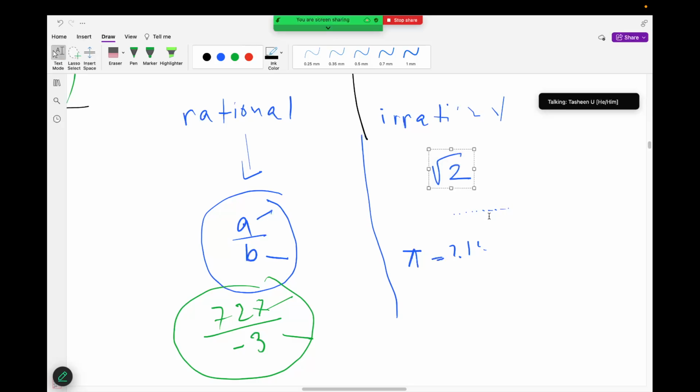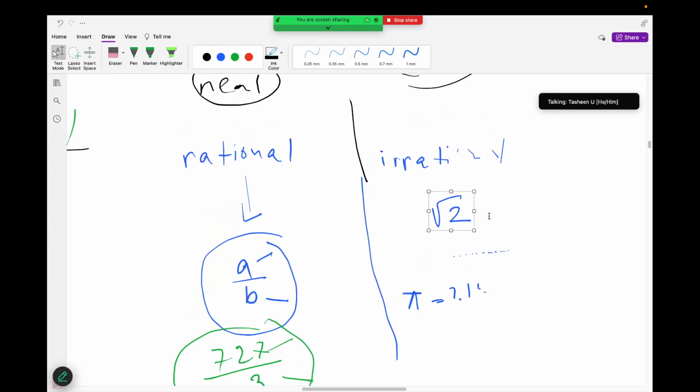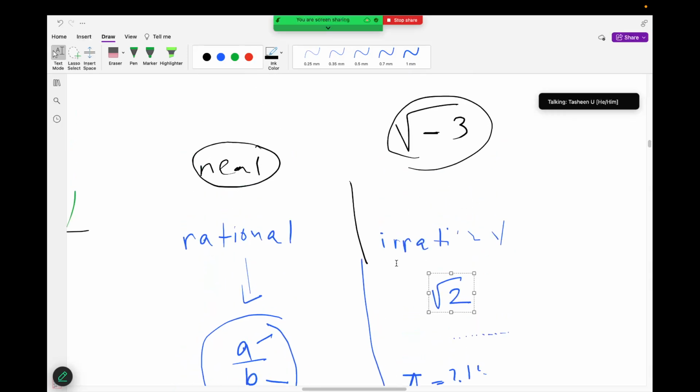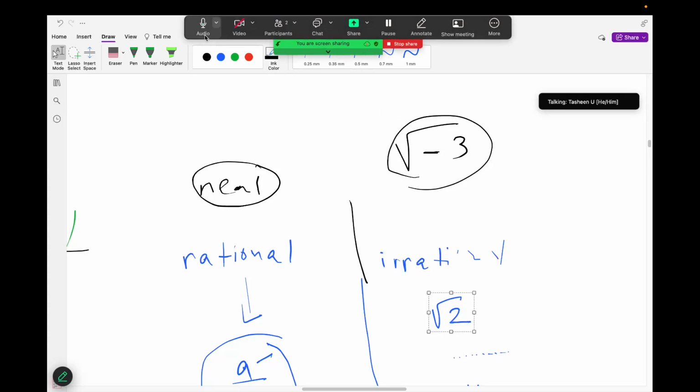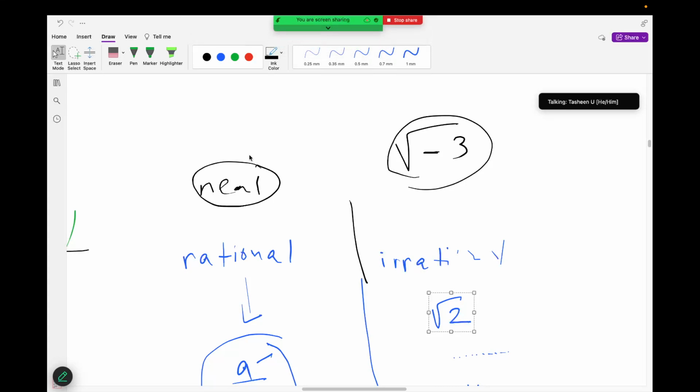Root 2 cannot be expressed as a pure fraction. That's why it is irrational. Same for pi. It's never ending, infinitely going on in decimals. Any number that can be expressed and converted into a pure fraction is rational. Any number that cannot be converted or expressed as a pure fraction is by definition irrational.